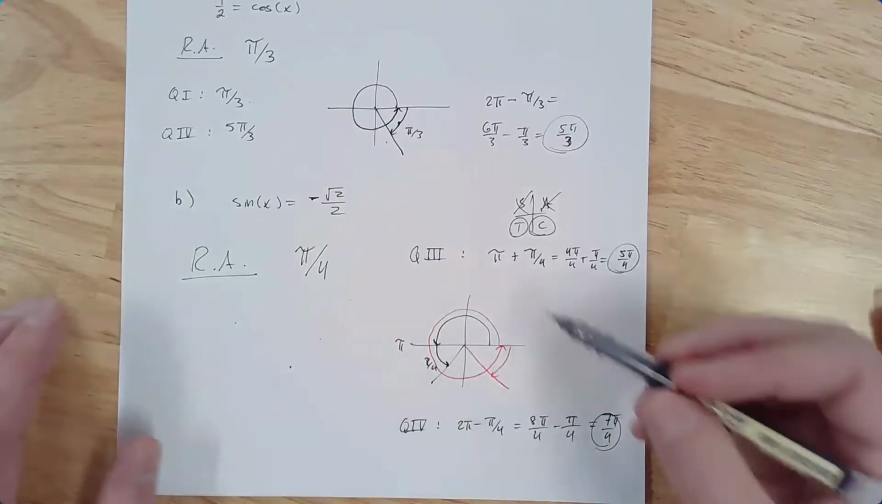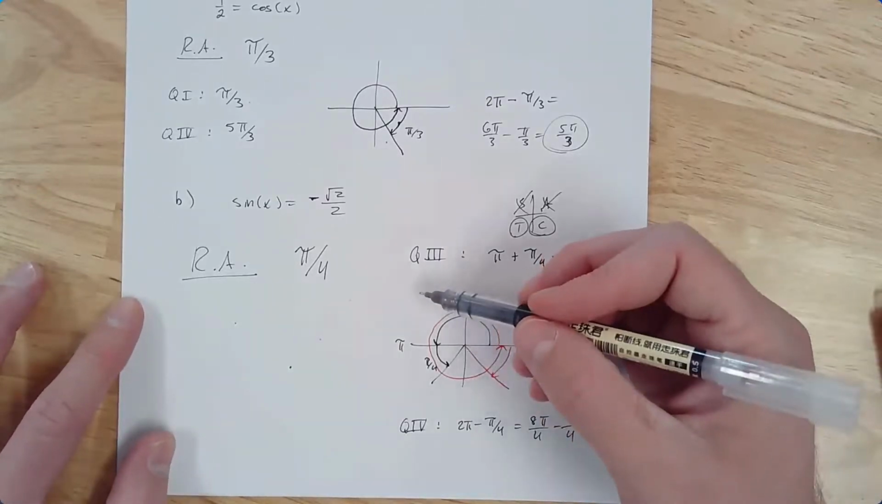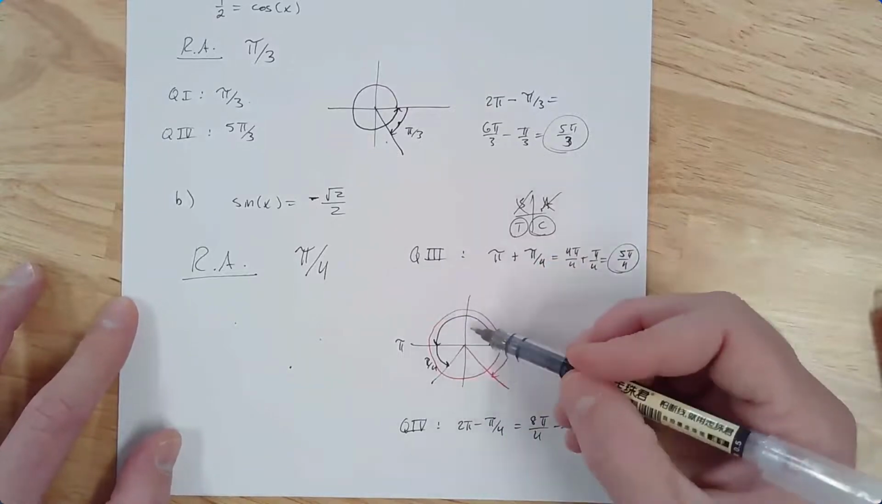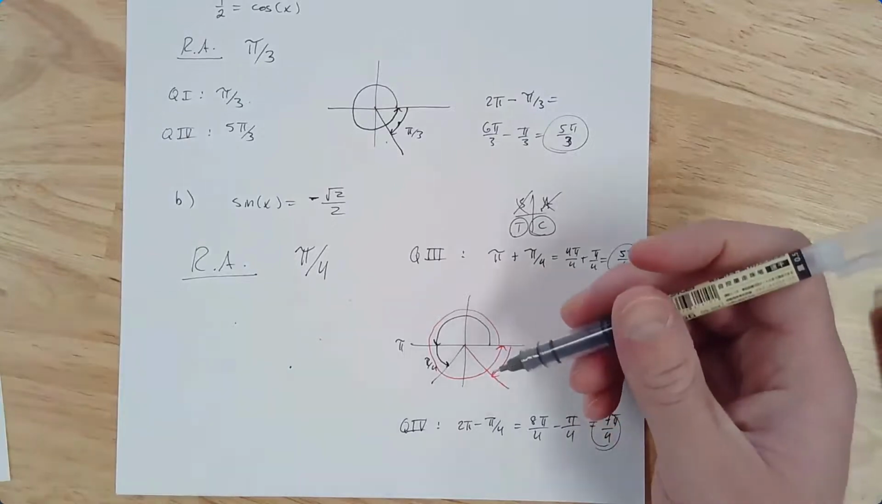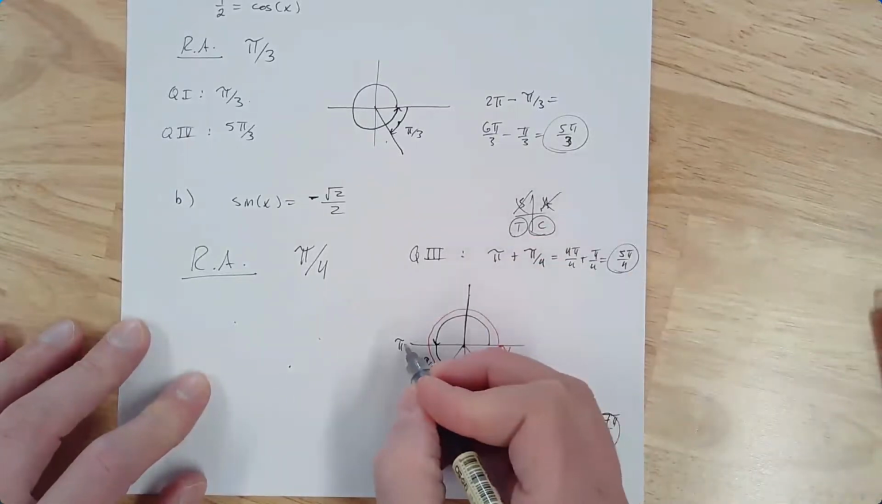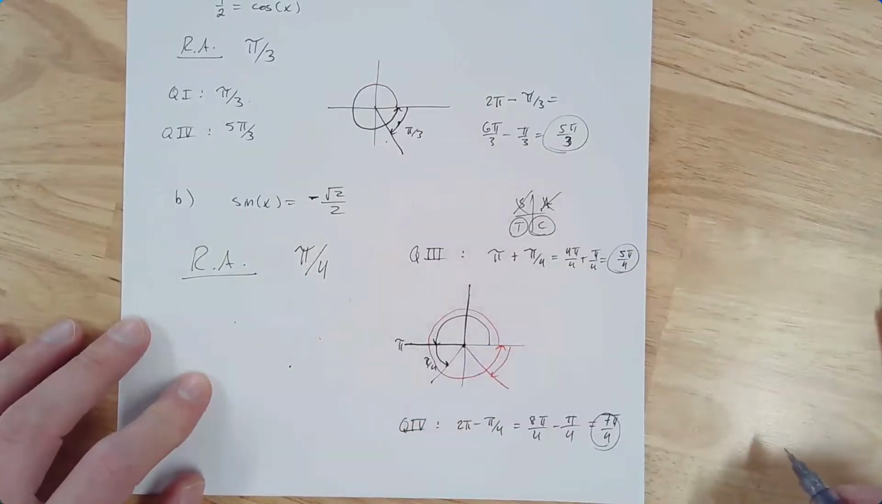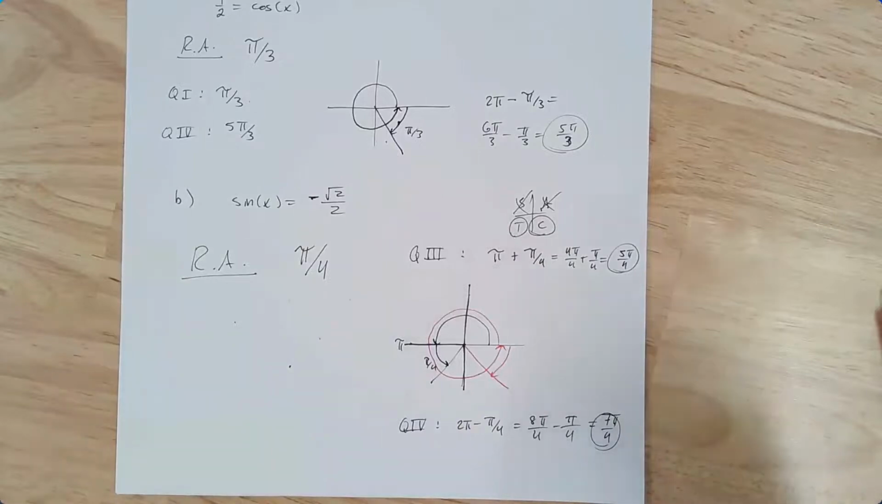Or you could say it's not pi over 4, that's in quadrant 1. It's not 3 pi over 4, that's in quadrant 2. It's got to be 5 pi over 4 and 7 pi over 4, because those are the next ones in the next quadrants. It's not 2 pi over 4, which is pi over 2. It's not 4 pi over 4, which is pi. It's not 6 pi over 4, which is 3 pi over 2. It's the ones that don't reduce.